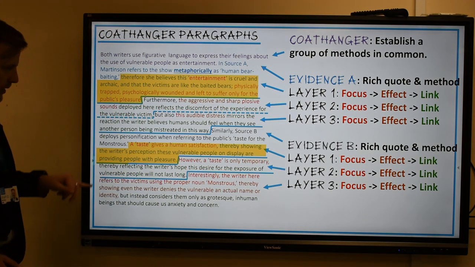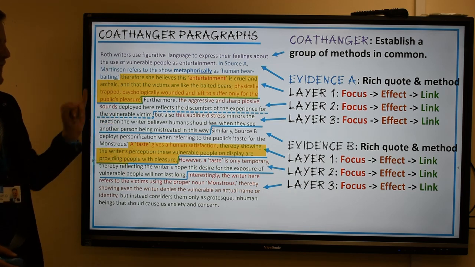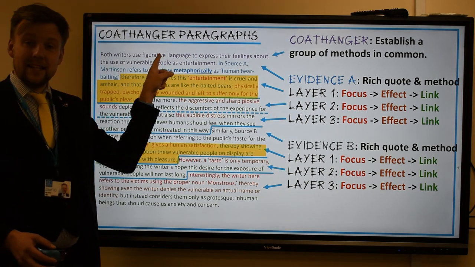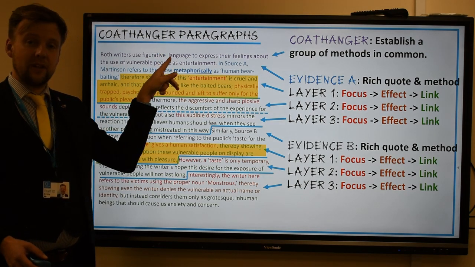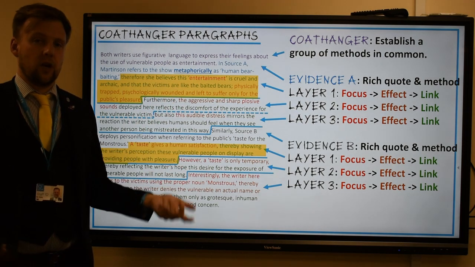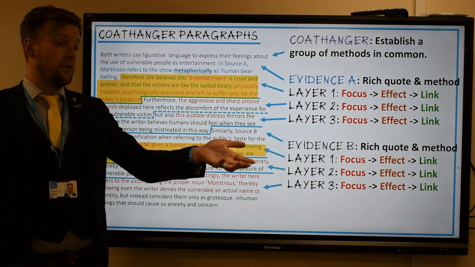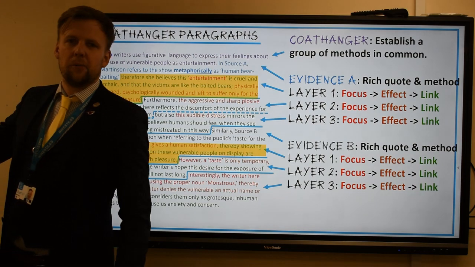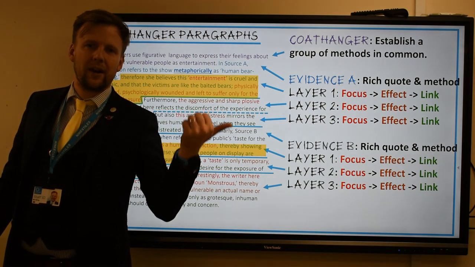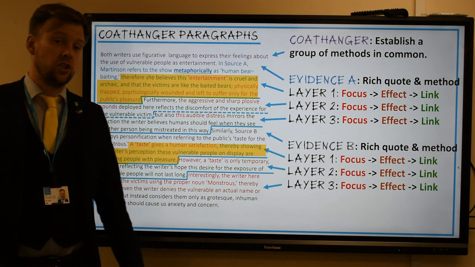Okay? Look how my first layer is always the lead group. If I've said figurative language, I've got to talk about that first. Otherwise my examiner is going to think I'm an idiot. If I say both use figurative language, and then I go on about alliteration and word choices before I get to the bit I said at the start, it will make us look silly.